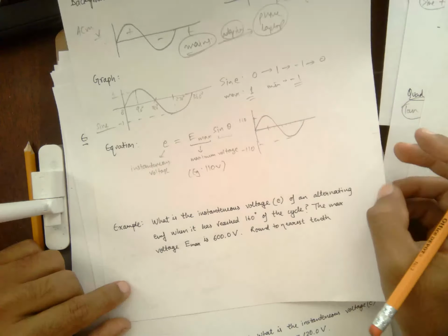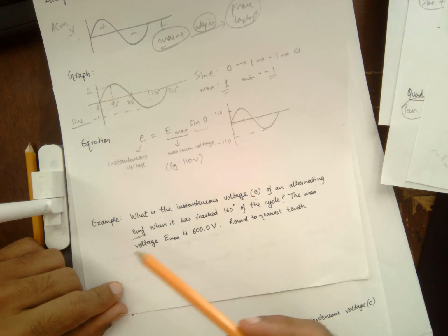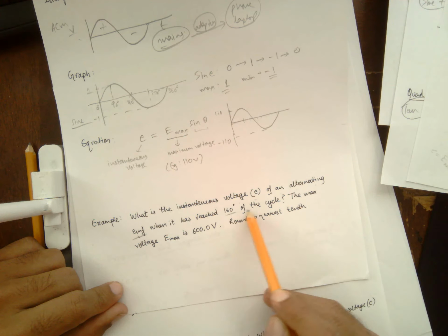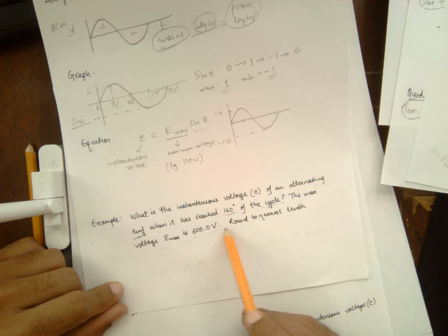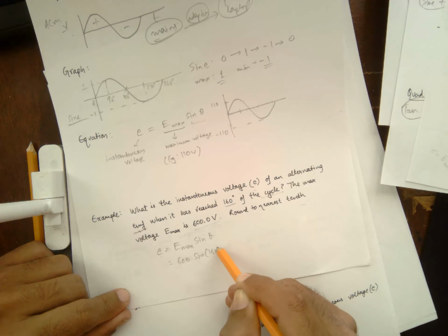Here's an example. It says, what is the instantaneous voltage of an alternating EMF, where EMF just means electromotive force, which is voltage or a power source, when it has reached 160 degrees of the cycle. The max voltage is 600, round to the nearest tenth. So it's very simply asking you what is small e when this E max is 600 and your angle is 160 degrees.